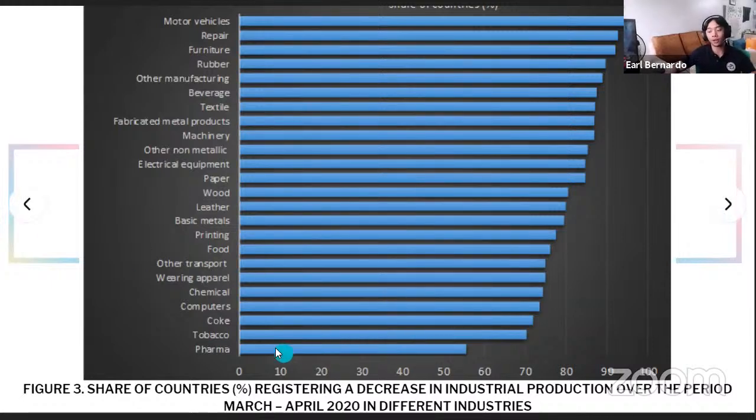And then for this one, the share of countries that experienced a decrease in manufacturing varies from 55%, which is yung pharmacies or yung pharma, to 94%, which is yung motor vehicles, which is highly affected by the COVID-19. This demonstrates that the negative trend continued into April across all countries, even though some industries such as pharma seem to be slightly less affected, more than other vulnerable countries.